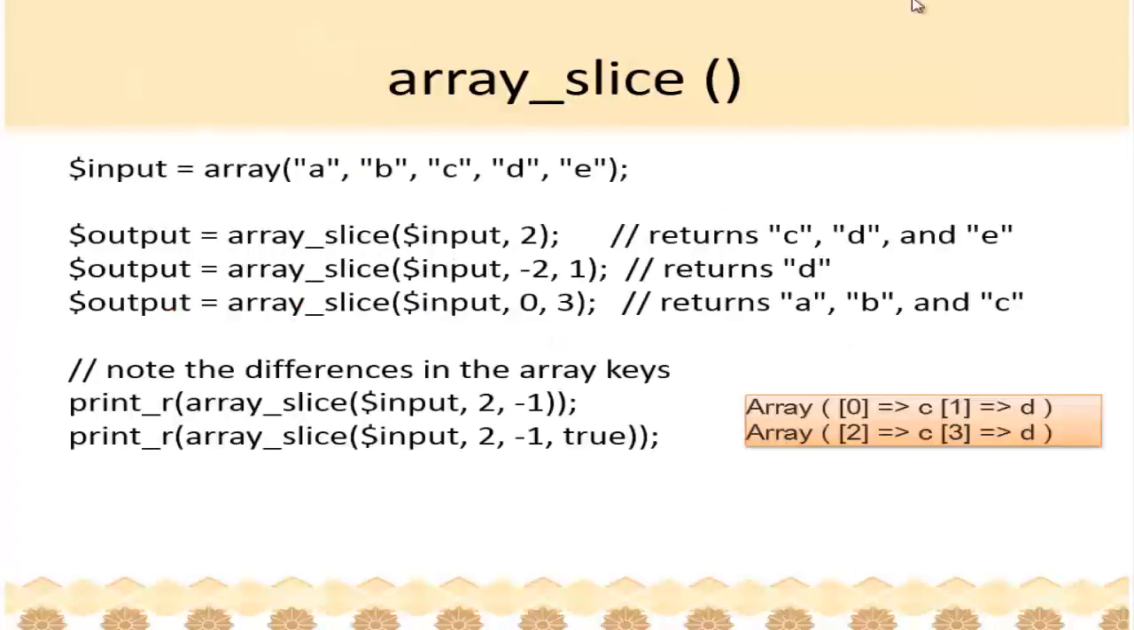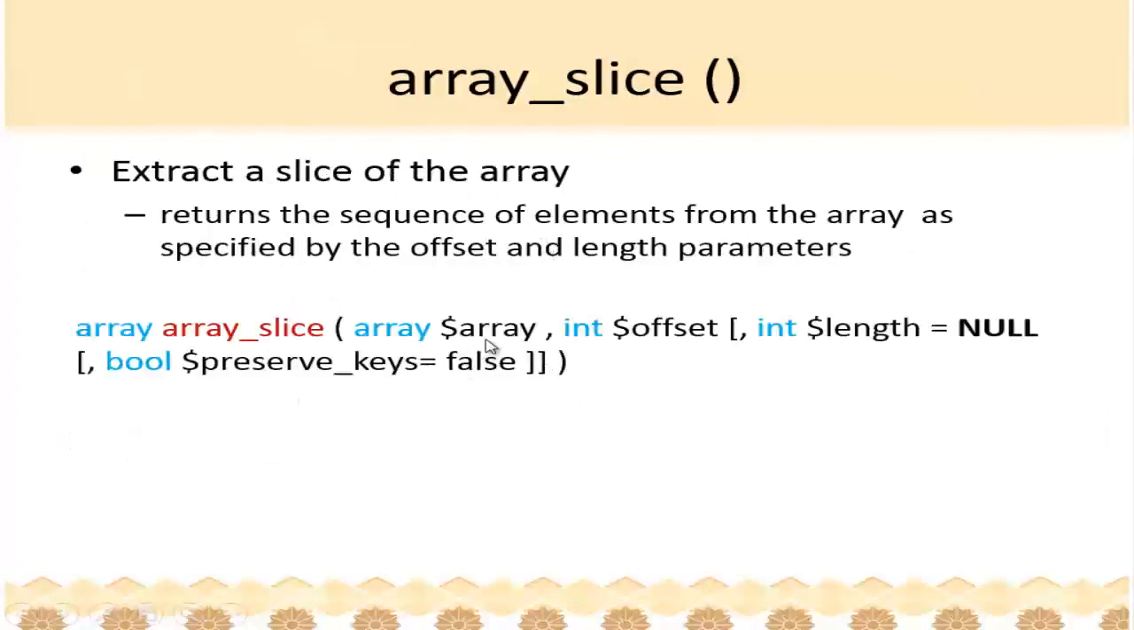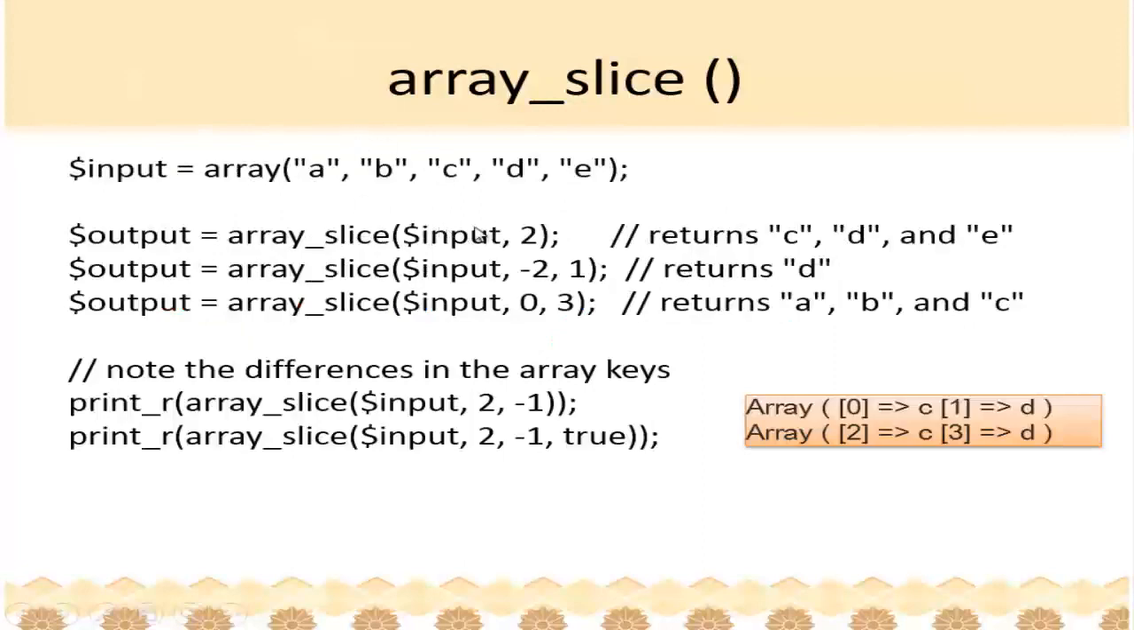So we have the array A, B, C, D, E, and I am just saying 2 here. So what is the meaning of 2 here? The name of the array, and I am giving the offset. That's the only thing, name and offset. That means I am saying from the second element, take up all the remaining elements. So it goes here.